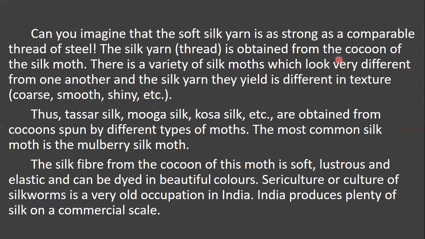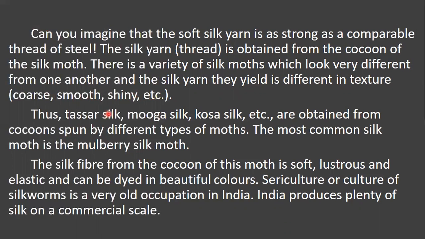See children, the silk thread is obtained from the cocoon of the silk moth, and there is a variety of silk moths which look very different from one another. The silk moths are of different kinds, and the silk thread they yield is different in texture, which means some silk threads are hard, some are smooth, and some are shiny.